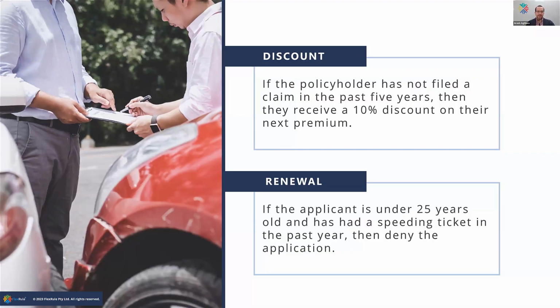Here are a couple of examples. In a car insurance scenario, you may or may not be eligible for a discount based on whether or not you have had an accident in the last 5 years of your driving. Or your application might be declined if you're under 25 and you've had a speeding ticket last year.